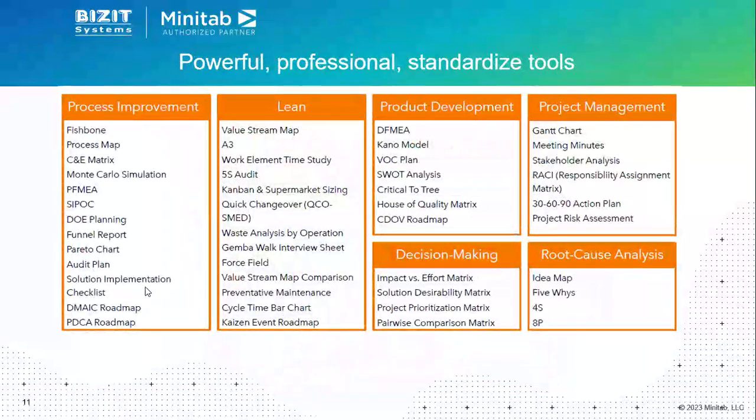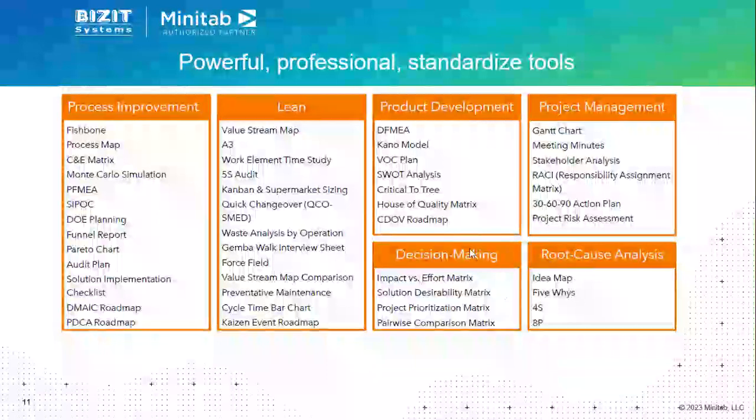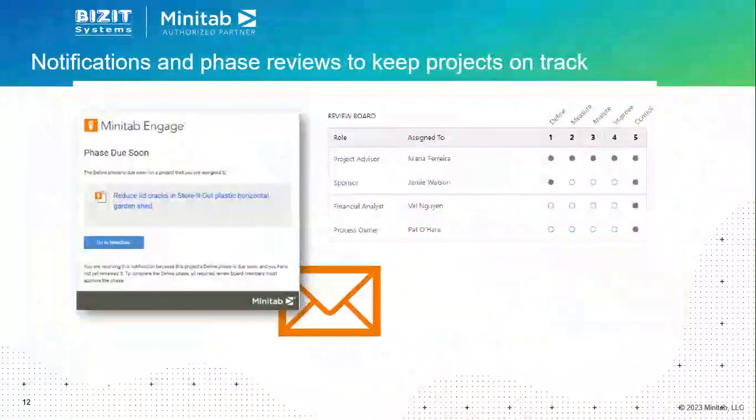So for example here, if you are looking at process improvement, maybe project management, maybe RCA, the root cause analysis, all of this is available in Minitab Engage. Okay. And then after you assign the project owner, maybe the review of your pages.